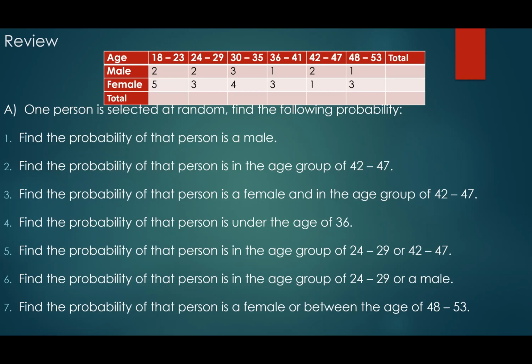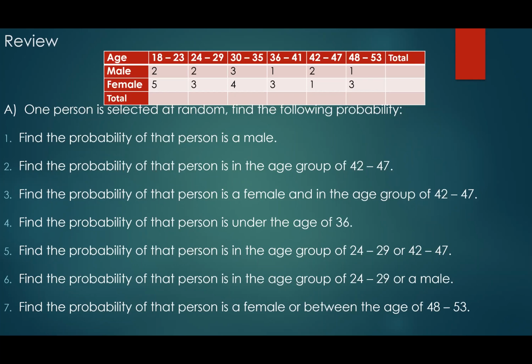Okay, but let's take a look at this. Let's say that this is the data, and I have a class, right? In my class, I have male and female, and this is the age group. My age group is 18 to 23, so on and so forth. Again, most of your Connect math questions probably ask you something like this.